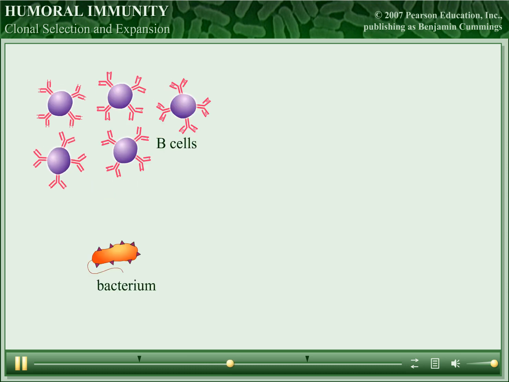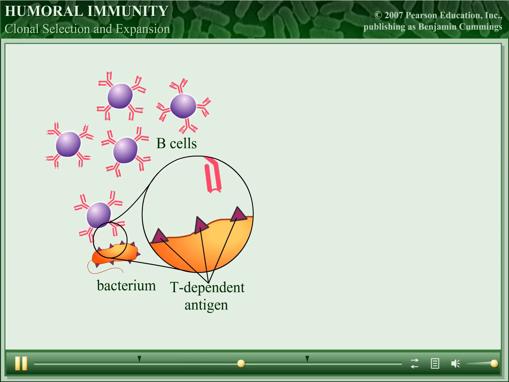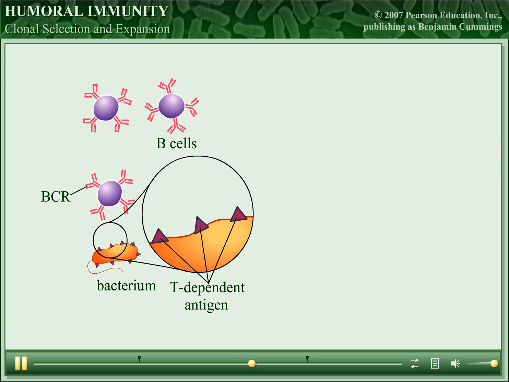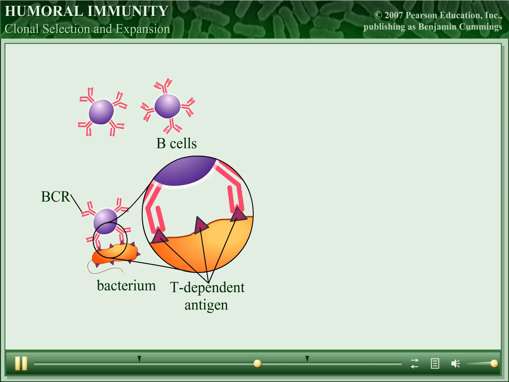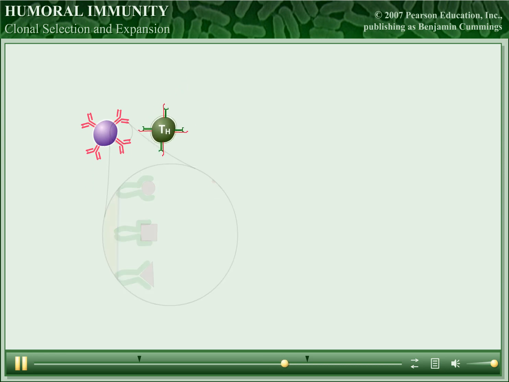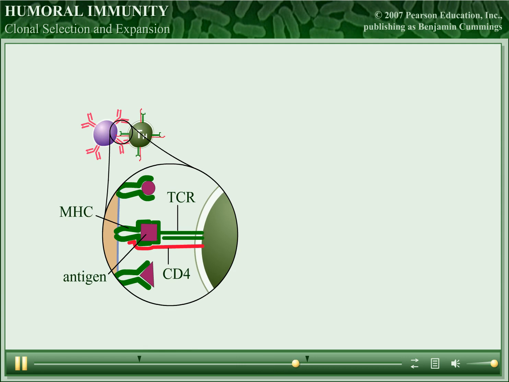However, most antigens are not potent enough to activate B cells by themselves. In these cases, the B cell will require a second opinion from a helper T cell in order to become activated. We call these antigens T-dependent antigens. The helper T cell recognizes the antigen as it's presented by the B cell and secretes cytokines to tell the B cell to become activated.